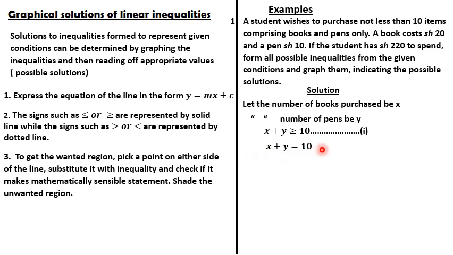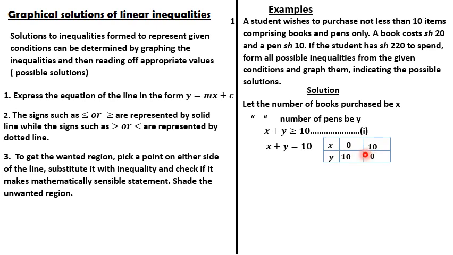You can take values of X and Y and get the corresponding values. It may be easier to find the X and Y intercepts by substituting X to be 0 the first time, and then Y to be 0 the second time. So when X is 0, Y is 10. That is, we substitute 0 here: 0 plus Y is equal to 10, and therefore Y becomes 10.